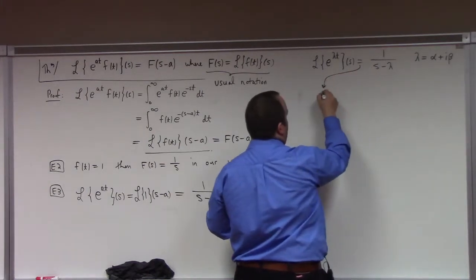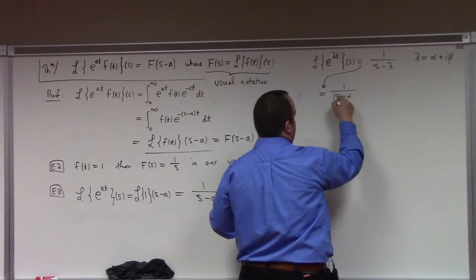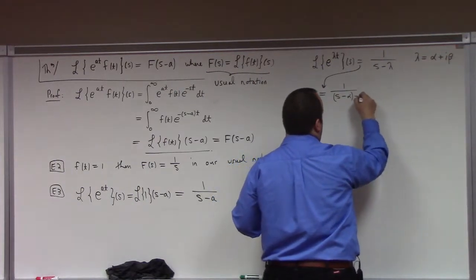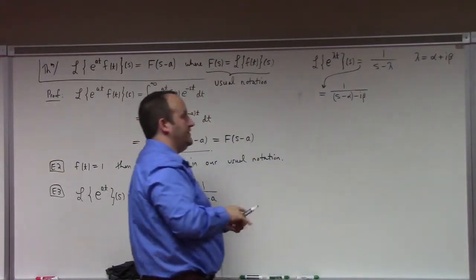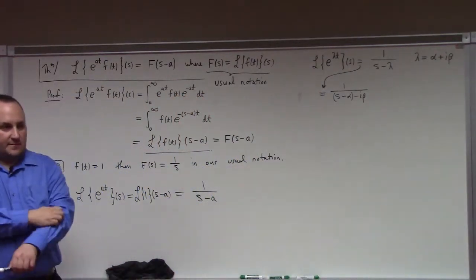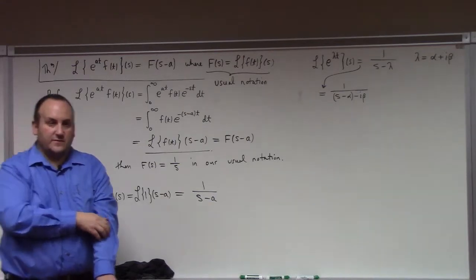And so that's 1 over s minus alpha minus i beta. Now, do you guys know how to get the i out of the denominator? What do we do to move i upstairs, to put it in Cartesian form?